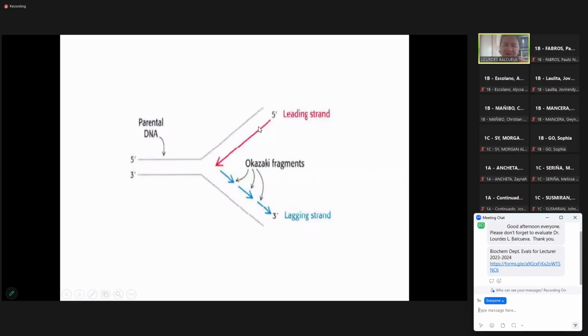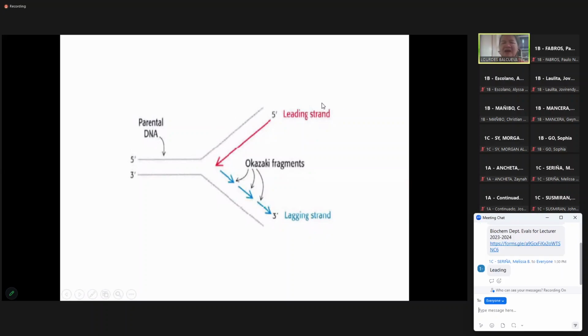So this is the leading strand. This is the start of the synthesis of the daughter strands, no? This is your strand that runs 3'-5', the parent strand that runs 3'-5'. Now remember that the direction of the synthesis of the daughter strand is always 5'-3'. So what strand will be synthesized continuously by the parent strand that runs 3'-5'?